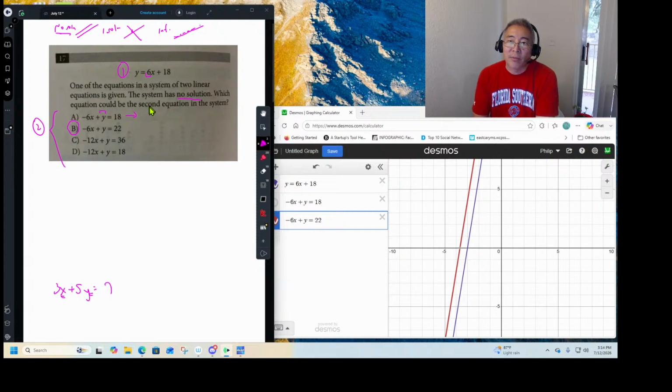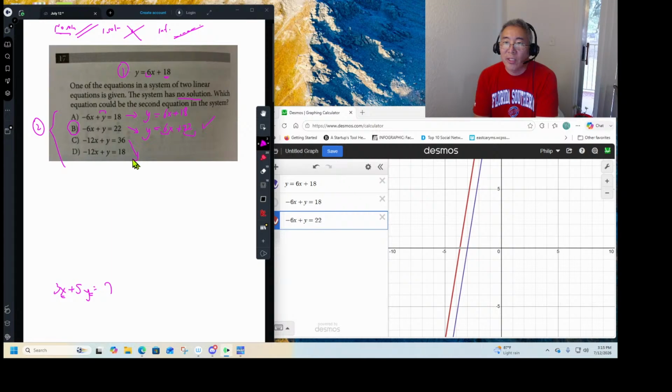We put y by itself on the left side. So if we have y by itself on the left side already, we're going to add 6x to both sides. We'll get y equals 6x plus 18. We can see that it's the exact same equation, so it's not parallel, it would be infinite solutions, not no solutions. And then for this one, we'll do a similar thing. We're going to add 6x to both sides. Then we get y equals 6x plus 22. And so now we can see, oh, okay, this one is also the same slope, 6, but this one is not the exact same line, because the y-intercept of 18 is not the y-intercept of 22. So this is the one we want. So we can see that B is the answer.